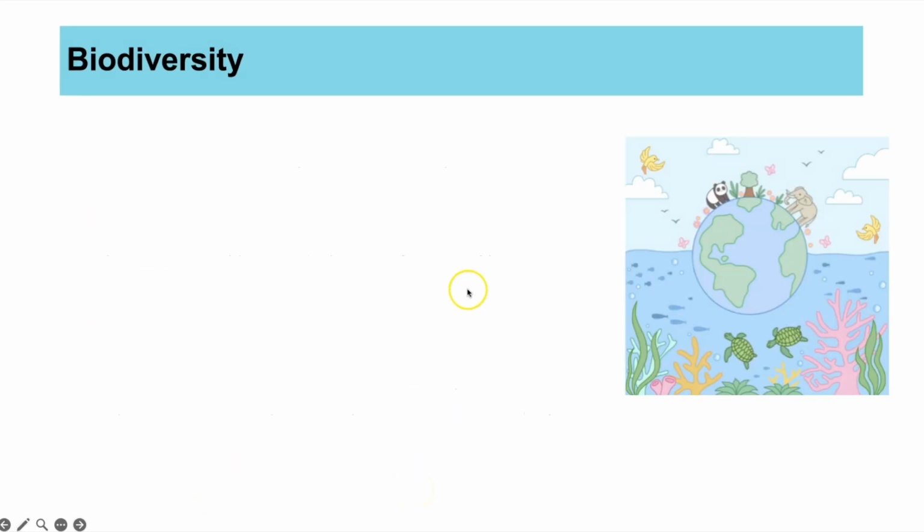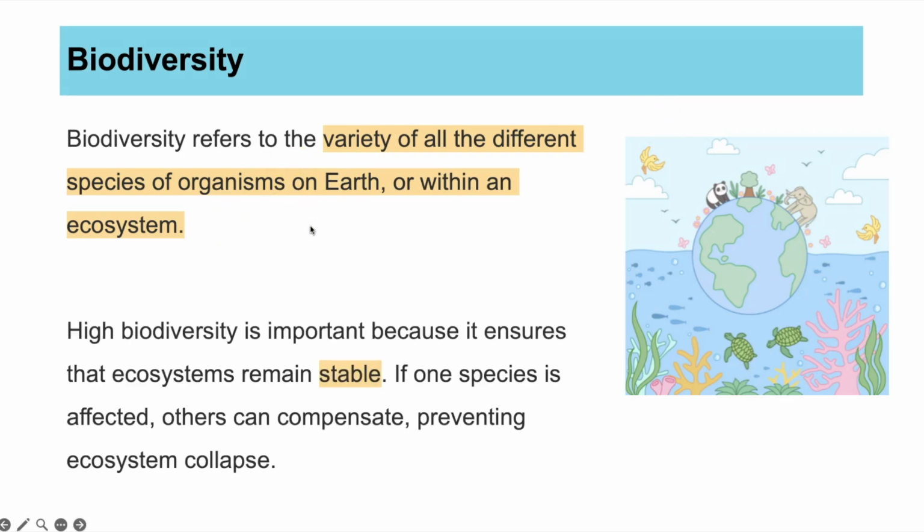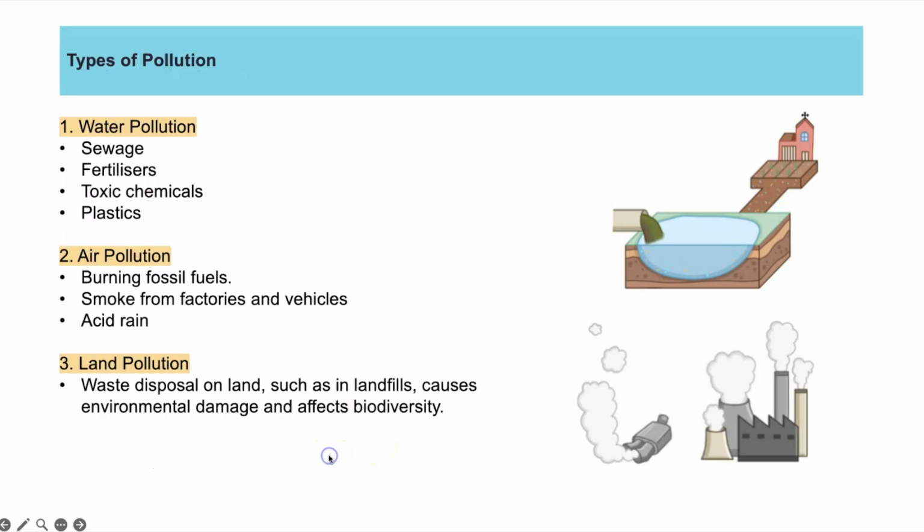survival and distribution. We then go on to biodiversity, and this refers to the variety of all the different species of organisms on Earth within an ecosystem. Having a high biodiversity is really important to make sure your ecosystem is stable. Because if you've got high biodiversity, that means you've got lots of different species and lots of individuals present of each species. So if one species is affected, so maybe they start to decline in number, then there should be other species that can compensate to prevent a whole ecosystem and food web collapse.